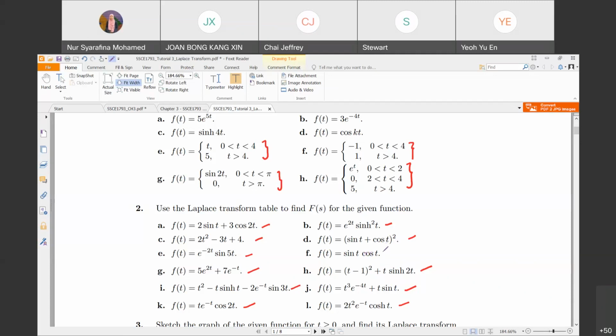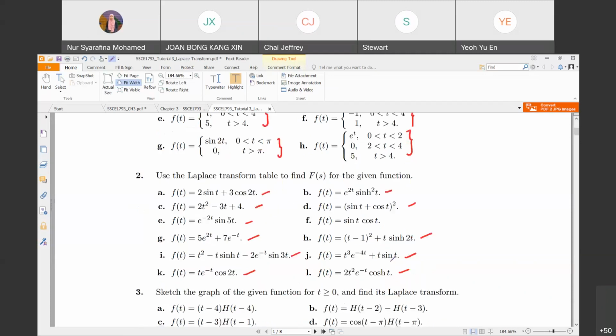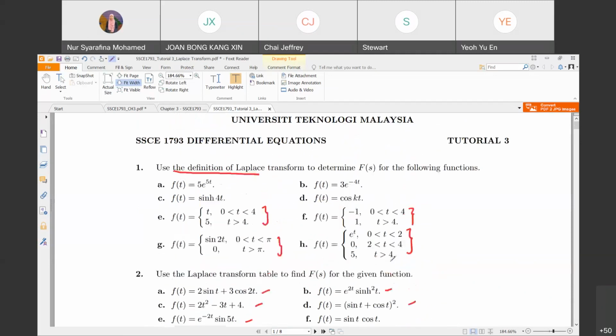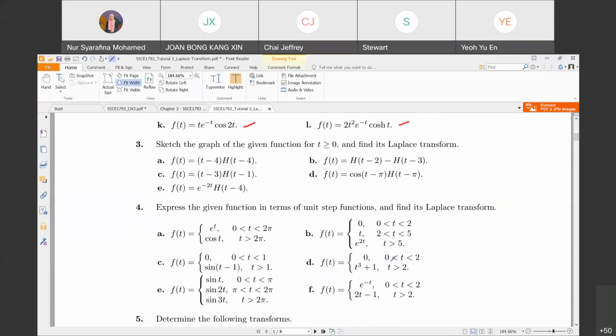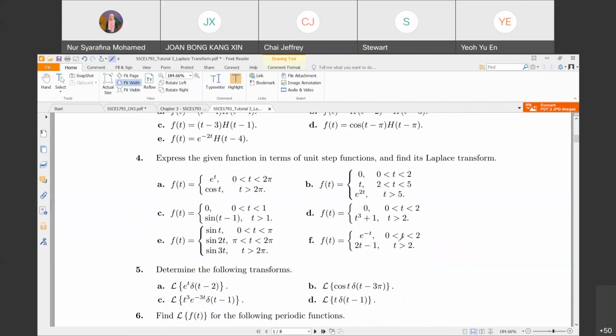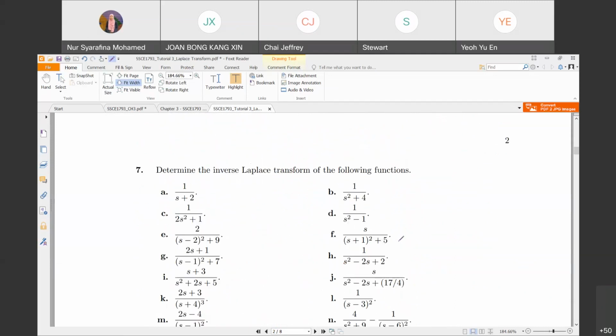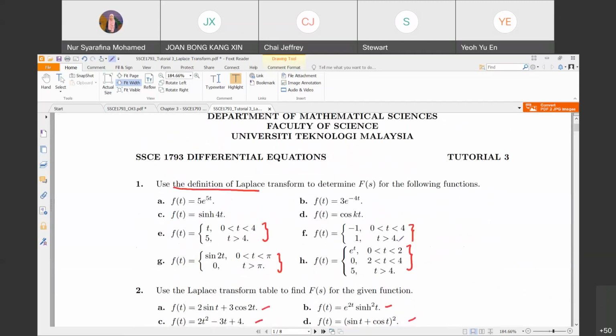This one is linearity. So you can try the first and second questions from the tutorial. The third one is a special function. We are going to learn this in our next class. All right. So you can try.